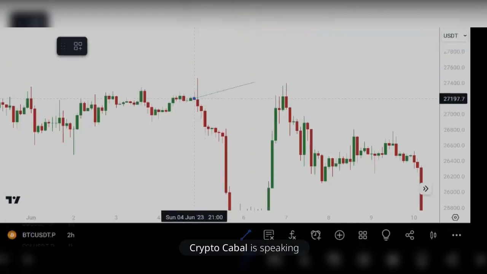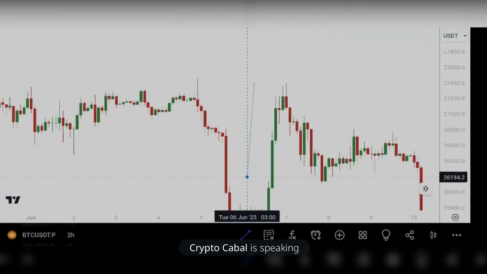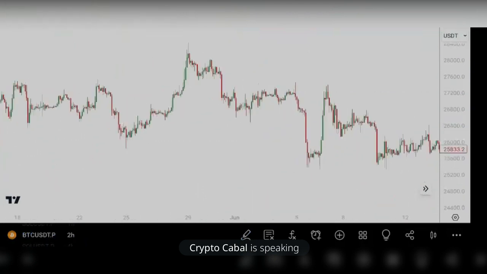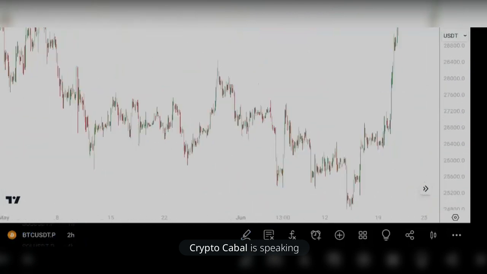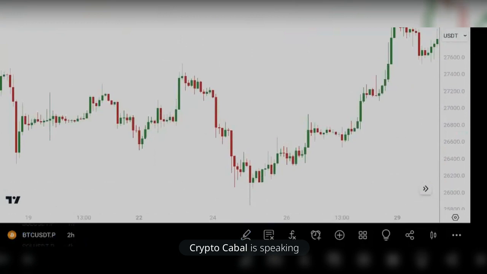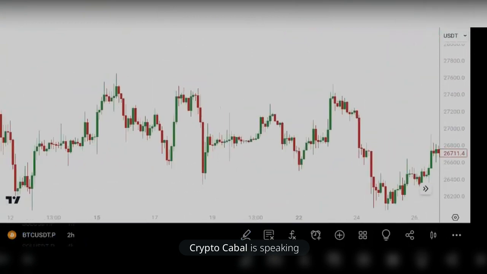This is a hammer, right? After it was formed, what do we have? We have a decline in price. Can you see? And before we had that decline in price, what was it? Somehow bullish here, and then we have a decline in price. Now let's quickly look for some more examples before I wrap it up.